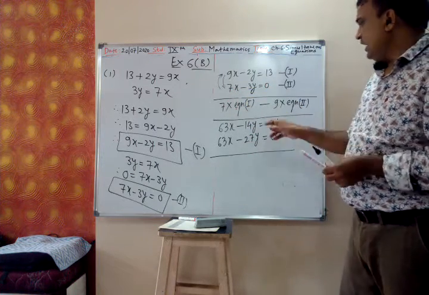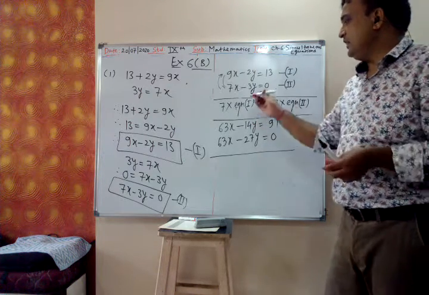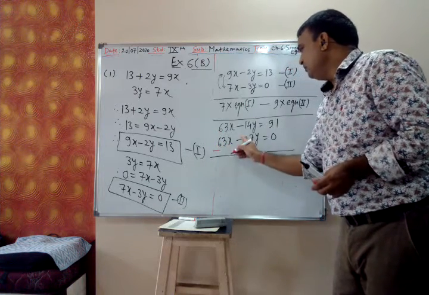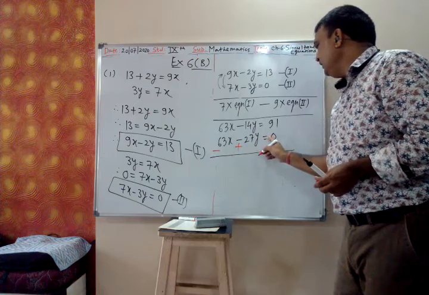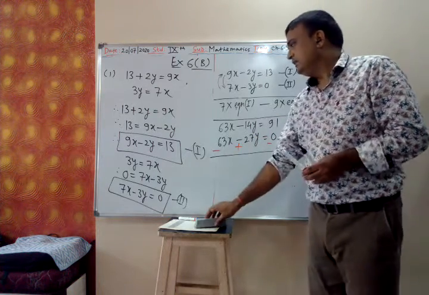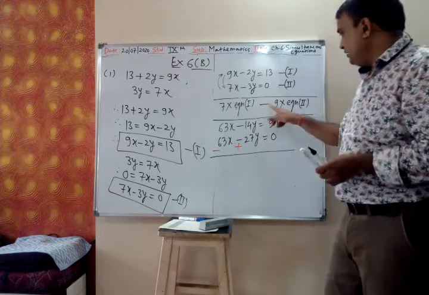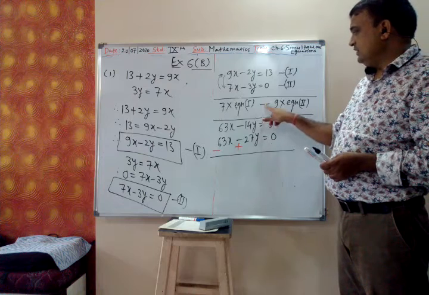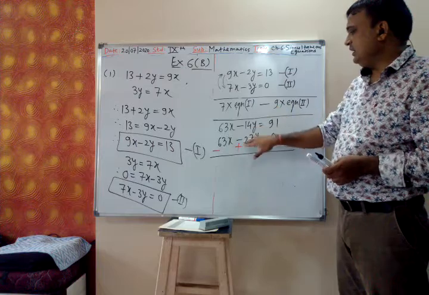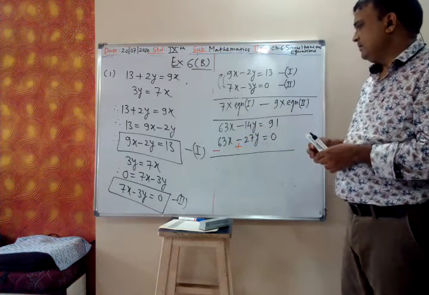Now there I have written minus. So minus means I have to change the sign of the second equation. So plus becomes minus, minus becomes plus, and 0 has no sign, so we write only 0. You have to change the sign because it is minus written. Minus means change the sign of the second.